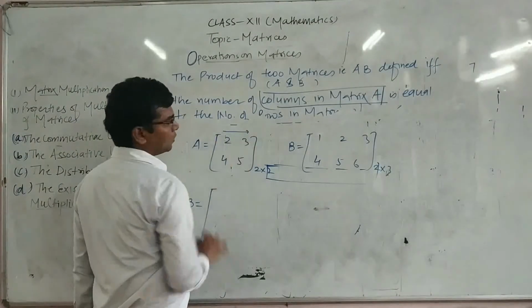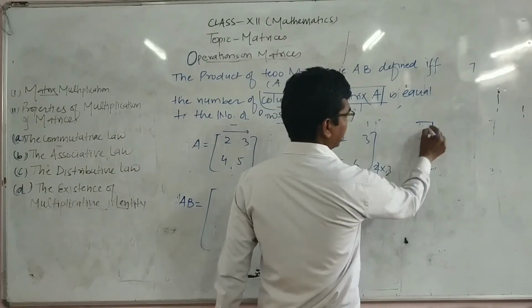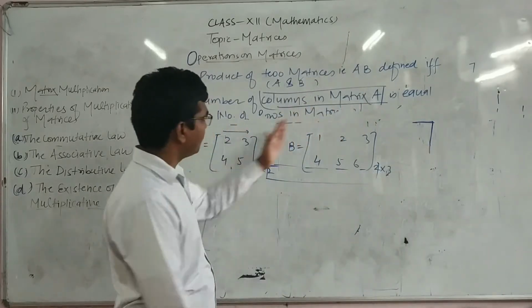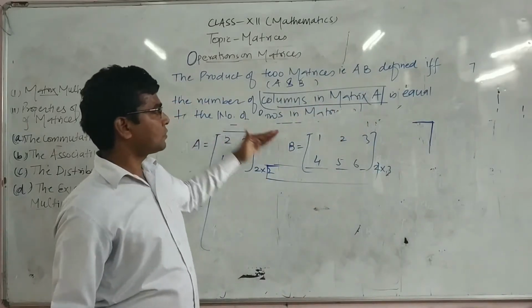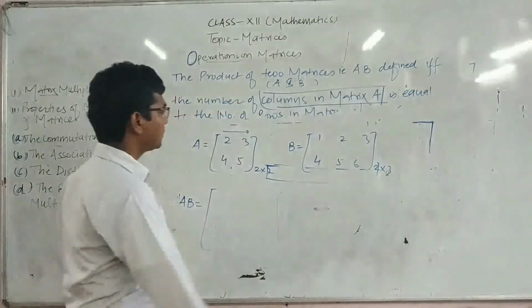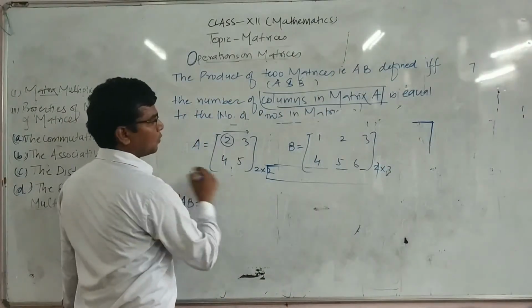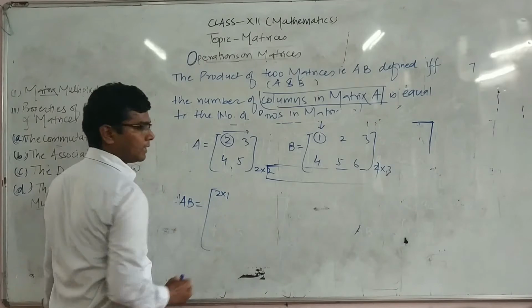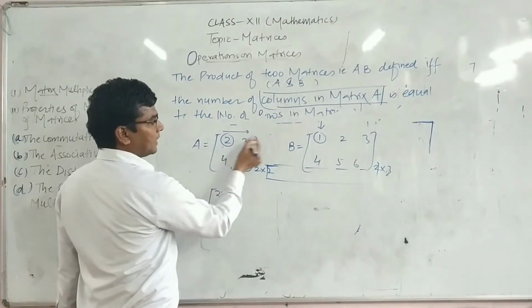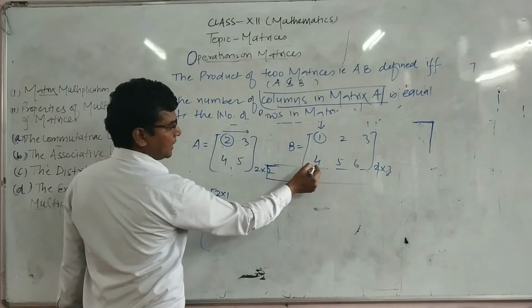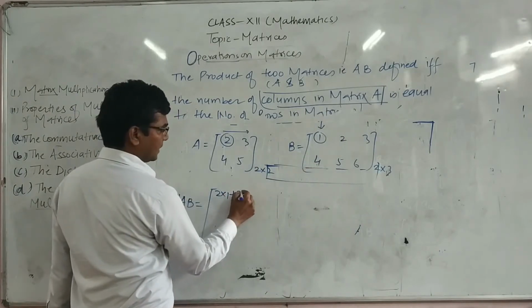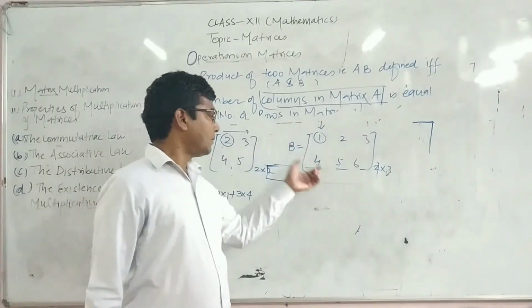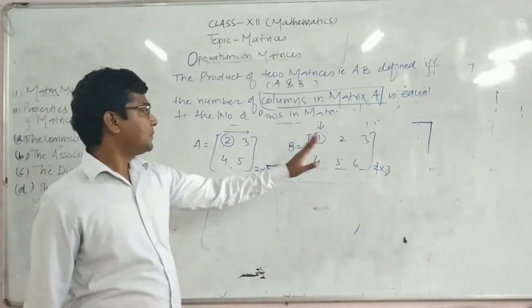We will take the row, first row by first column, then first row by the second column, then again first row by the third column. So first row will be multiplied with 1. So it will be 2 into 1. The corresponding element, the second one is 3, will be multiplied with 4. So plus 3 multiplied by 4. The multiplication of row number 1 with column number 1 of matrix B is over.